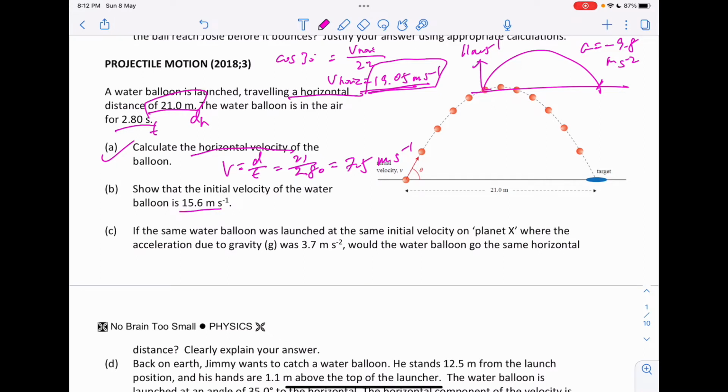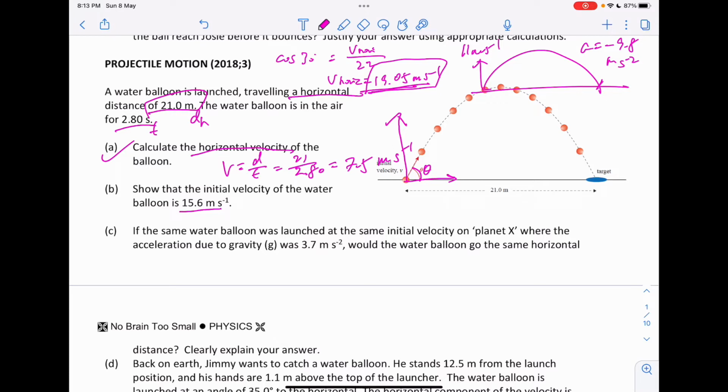So if we know what this angle is, we can use SOHCAHTOA, right? But we don't know what this angle is. So what we're going to do is we have this horizontal velocity, correct? And to calculate what the initial velocity of the water balloon is, we can try to calculate the vertical velocity. Right, probably that won't work. Oh no, I don't think it works.